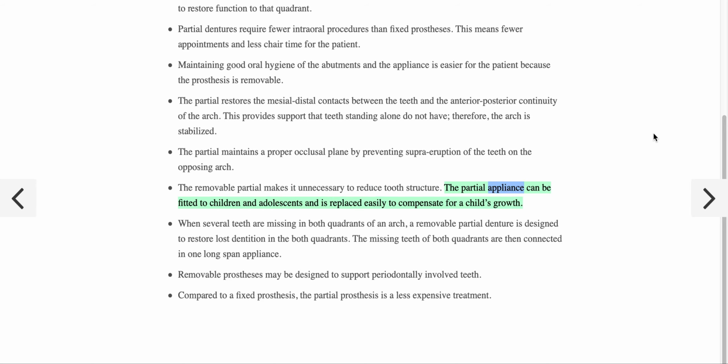The partial appliance can be fitted to children and adolescents and is replaced easily to compensate for a child's growth. When several teeth are missing in both quadrants of an arch, a removable partial denture is designed to restore lost dentition in both quadrants. The missing teeth of both quadrants are then connected in one long-span appliance. Removable prostheses may be designed to support periodontally involved teeth. Compared to a fixed prosthesis, the partial prosthesis is a less expensive treatment.